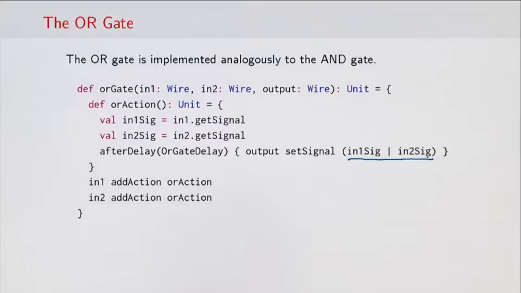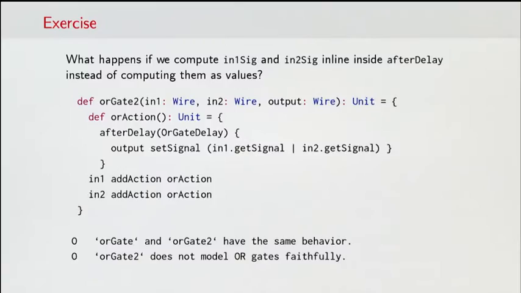So to test your understanding, let's have a look at the way these signals are computed. We take the getSignal for input 1 and input 2 before we run the code in afterDelay, in a separate val definition. So the question to you is, what happens if we compute the two signals in1Sig and in2Sig inline? That means inside the afterDelay call instead of before, writing them in value definitions. Would the new definition of OR gate, call it OR gate 2, have the same behavior as the previous one, or would OR gate 2 not model OR gates faithfully?